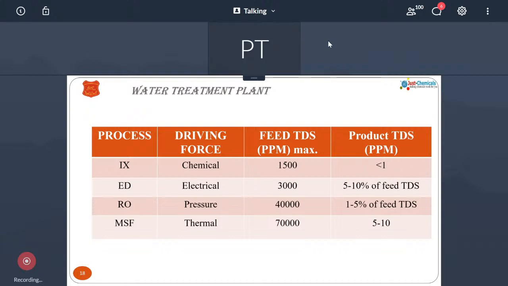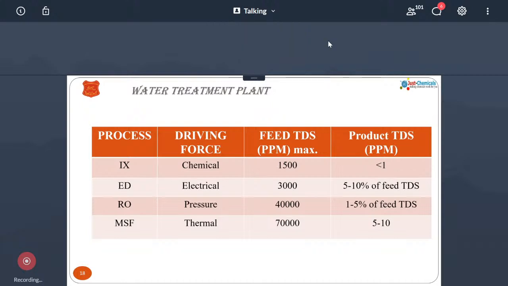And then the reverse osmosis, which is a pressure-driven system, can take up to 40,000 feed TDS. Now some membranes got developed recently for taking 44 to 46,000 ppm of TDS. This is employed for brackish water and seawater, and wherever the TDS is high enough, we take reverse osmosis membranes. We're going to talk about this. And the product TDS is 1 to 5% of the feed TDS, and we normally try to maintain it below 3%.